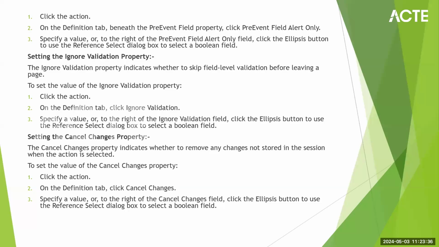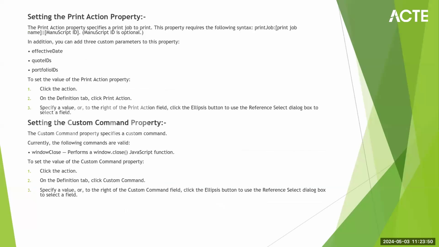How? Click on the action on the definition tab, click cancel changes, and specify a value to the right of the cancel changes. Give that a click button which you already created, an existing field that is already there for the particular value.